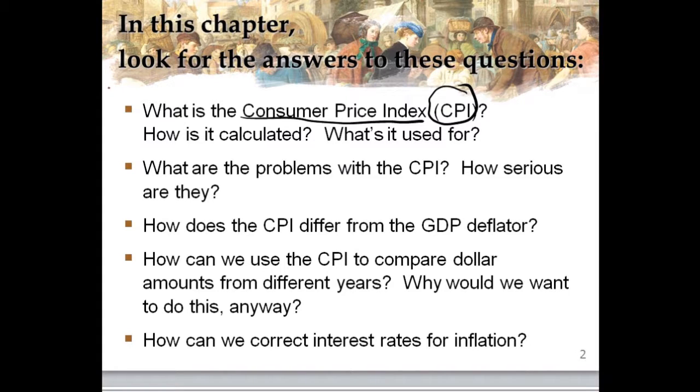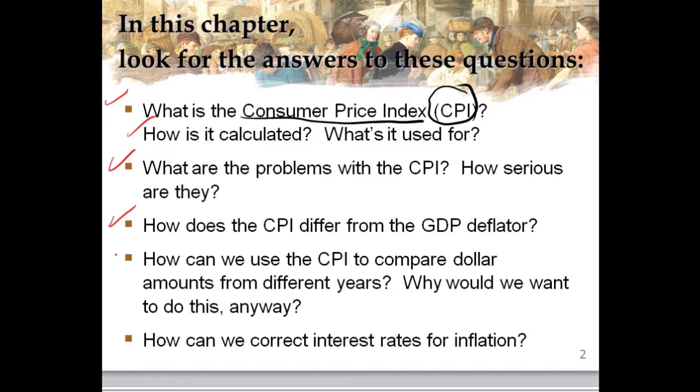We are going to say what the Consumer Price Index is. How is it calculated? What is it used for? What are the problems with it? How do they affect how we view inflation measurement? How does it differ from the GDP deflator?